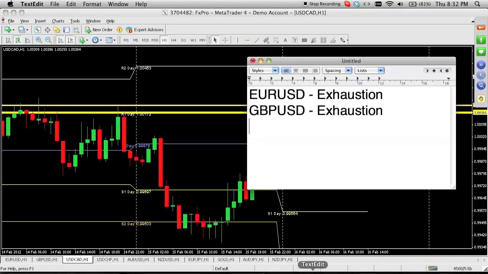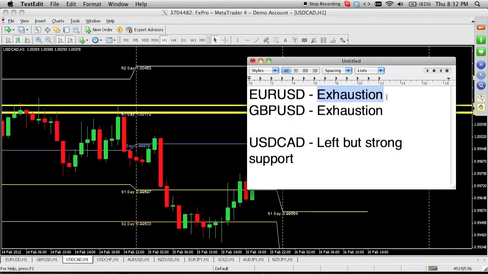Okay? So now that we know, before we get into any other pairs, we have two pairs that have exhaustions: Euro USD and pound dollar. US dollar CAD has already left, it's leading, but it has strong support. Now, this is only going to make a difference if these two pairs correlate with this.